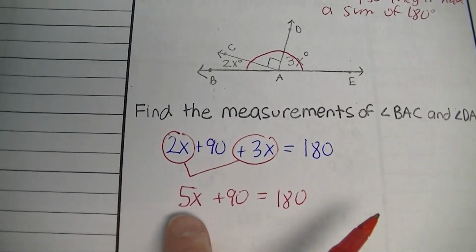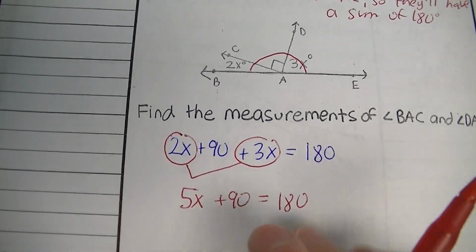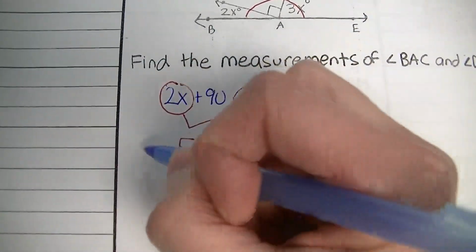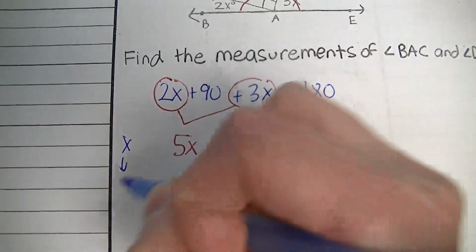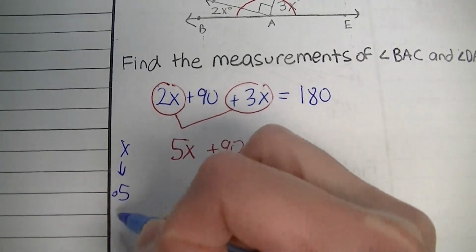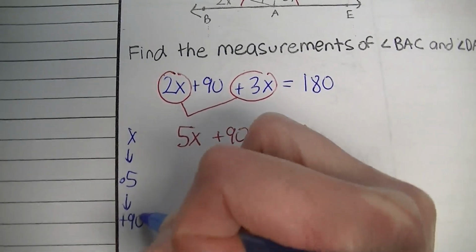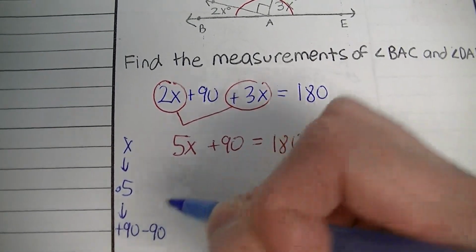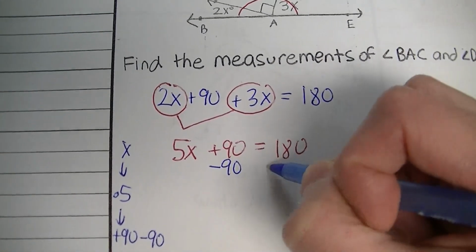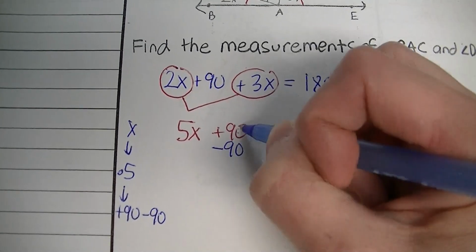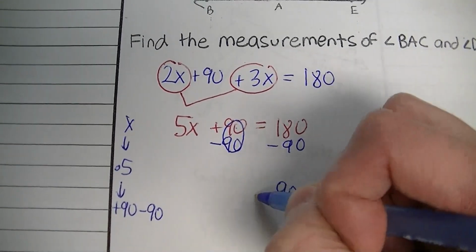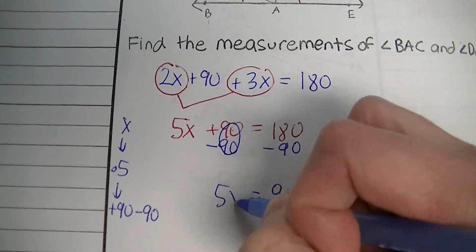Now that you have just a variable on one side of that equal sign, you can build it now. So we started with x, then we multiplied it by 5, then we added 90. So the inverse operation of adding 90 is to subtract 90, so that's what you'll do to both sides of that equal sign. 90 take away 90 is 0, 180 take away 90 is 90. Bring down your equal sign and bring down that 5x.